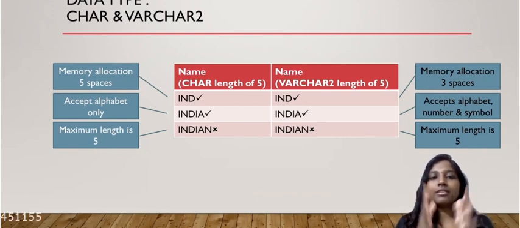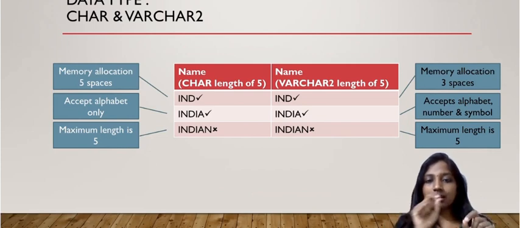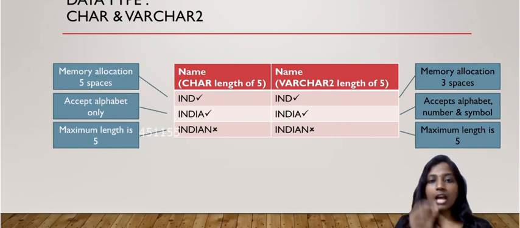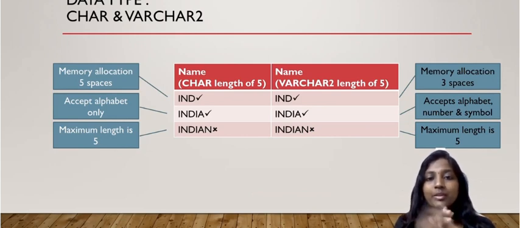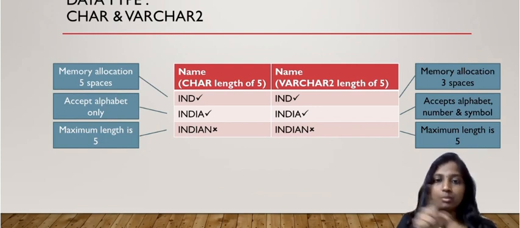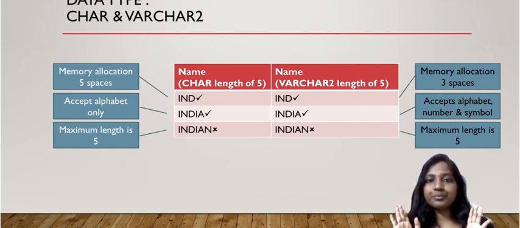Okay, so let's take the first example of this character length of 5. The first data I enter is IND. When I enter it, would it accept? Yes, it would accept. Why am I saying that it would accept? Because the maximum length allowed in that particular column is 5, on both, whether it is character or varchar 2. I have entered only 3, so it is going to allow, right?